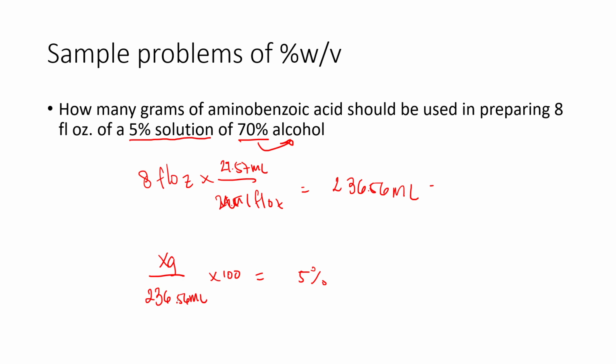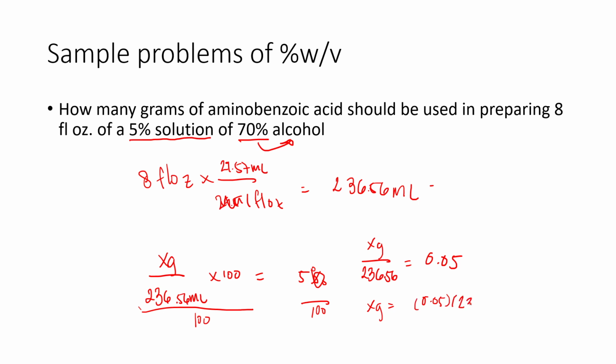So let us first remove 100. When you remove the 100, the fraction goes away. So x grams over 236.56 equals 0.05 as a decimal. Then let's move the volume to the other side. 0.05 multiplied by 236.56. We get 11.82 grams, or 11.83. I rounded it off since that's all.